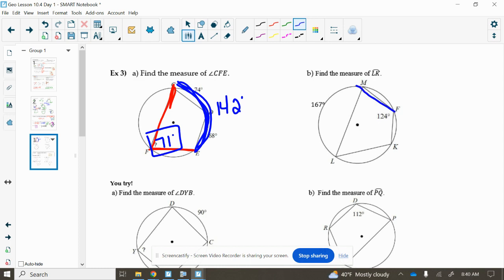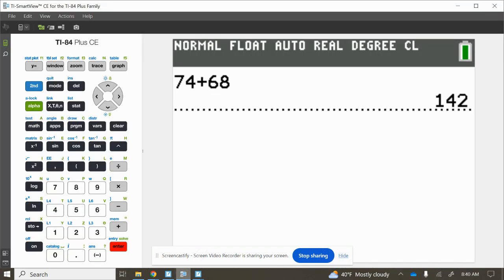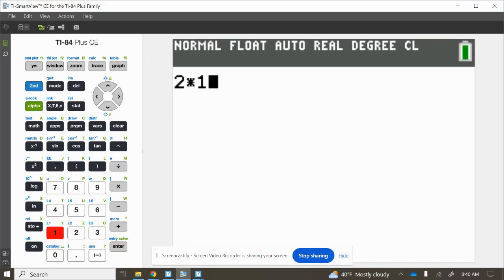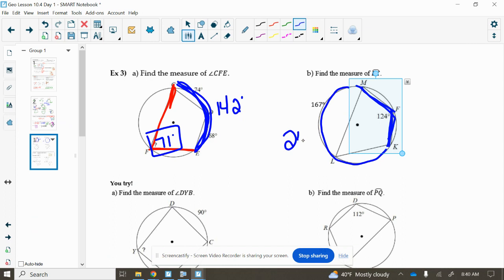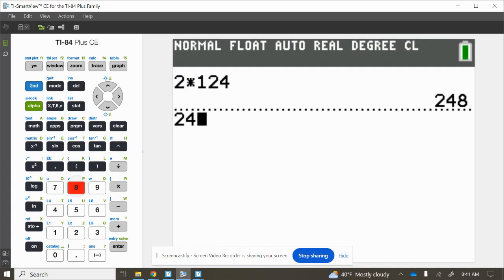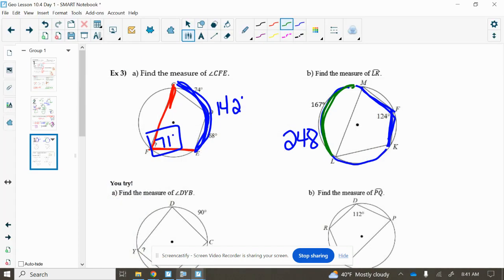On this next one, they are giving us the measure of angle MFK. And so we know that this whole arc it's going to open up onto is going to be double the measure of that angle on the circle, right? That inscribed angle. So 248 is the measure of this whole arc. Now, we also know part of this arc from M to L is given to us as just 167. So if we take 248 minus the 167, that remaining arc over here, L to K, which is what they're asking us for, would have to be 81 degrees.